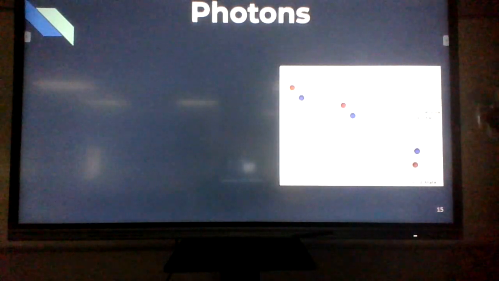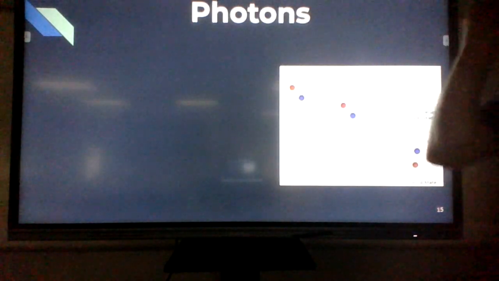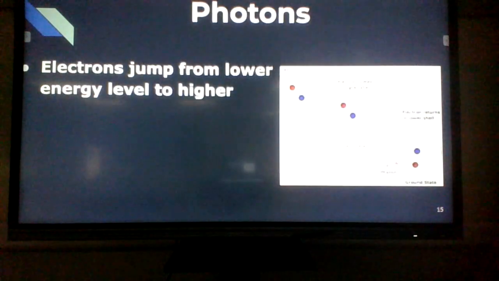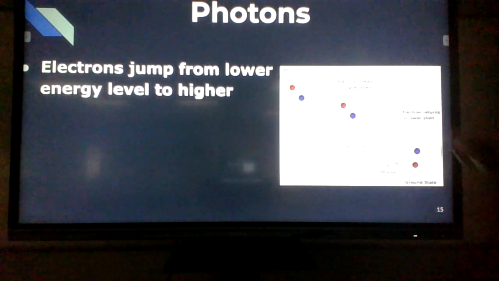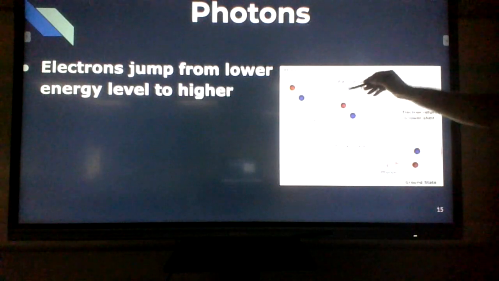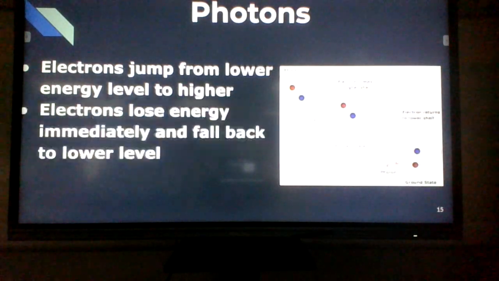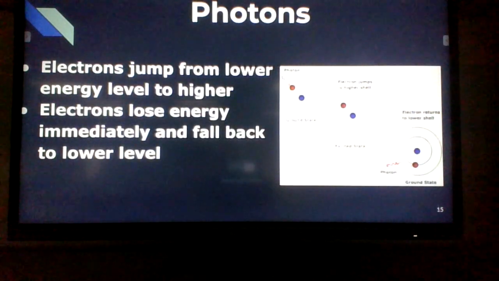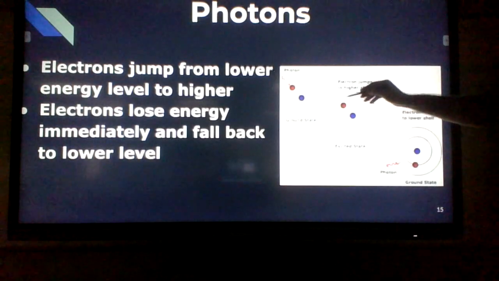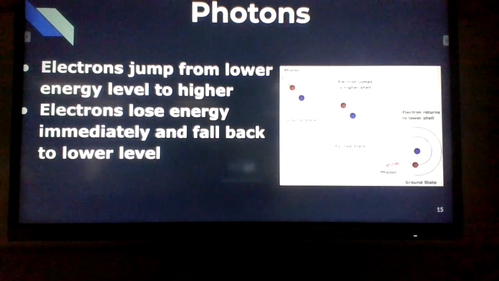The valence electrons cause atoms to combine with each other. The electrons closer to the nucleus, those are called core electrons. They're going to cause other things to happen, things that we're going to talk about little by little at other points of the year. With photons, electrons jump from a lower energy level to a higher. It might be the first level to the second, or the second level to the third, and so on. And then those electrons lose their energy, and when they do, if this one jumped out here to the second, it would immediately jump back there to the first.